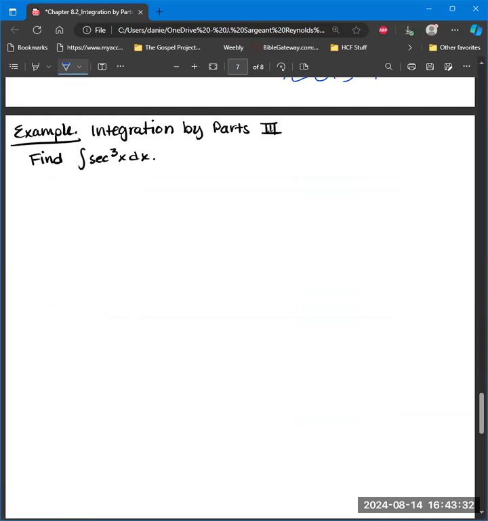Now, this is a fun one because it's going to loop around on itself. So I'm going to tell you that this one loops around before we get started. So I'm going to keep track of the left-hand side all the way down. I'm going to call this integral here I. And I'm going to hope that that pops back up in the problem later.